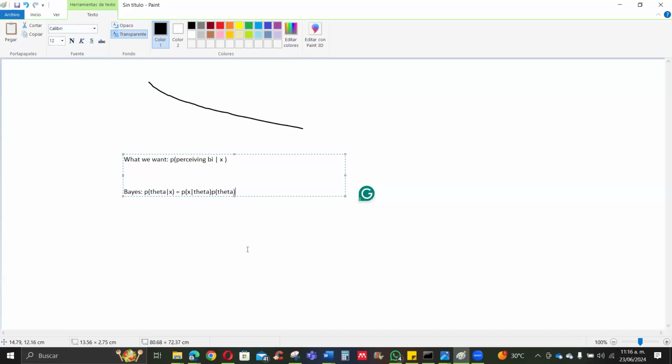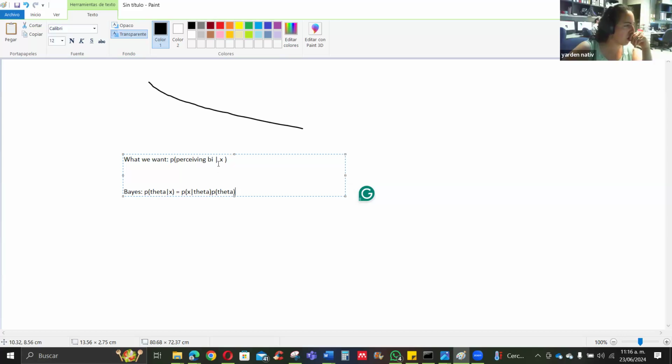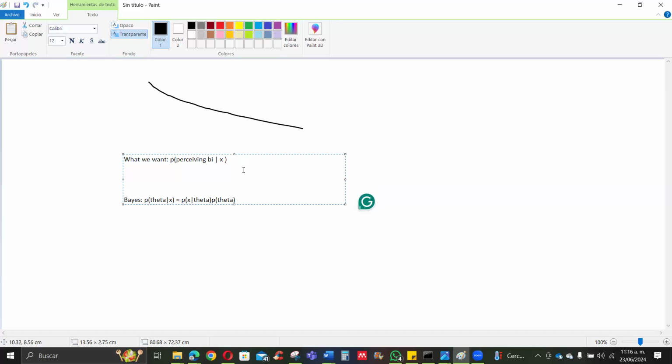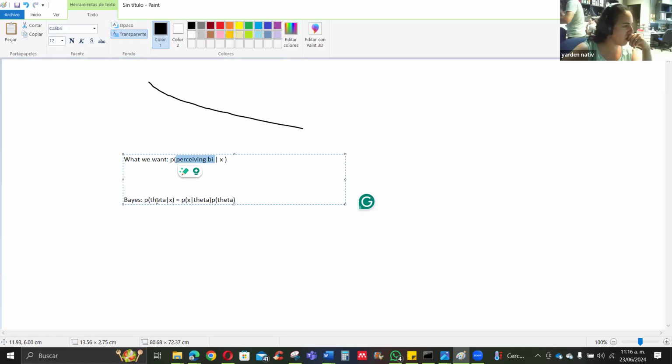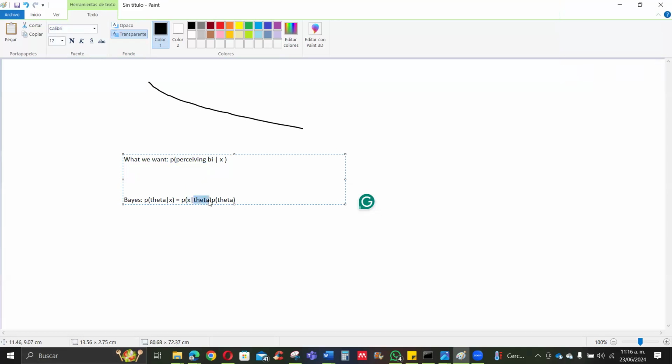So this is how I thought about it. We want the probability of perceiving the syllable B given the actual sound, which is S. And since we don't have it because it will always be 1, we can think of perceiving B as theta. So we have the probability of the actual sound given perceiving B, which is the number of actual sounds divided by the total, multiplied by the probability of perceiving B.